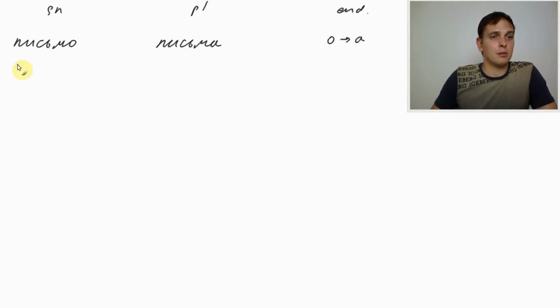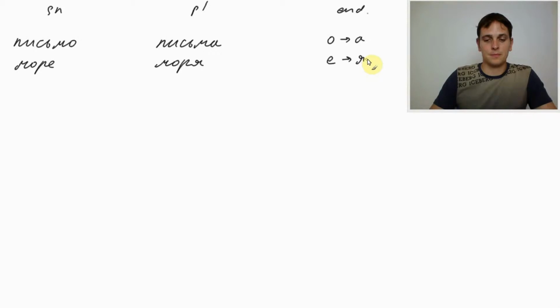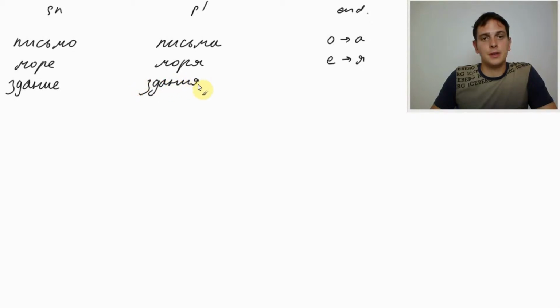Another one was море. Море is sea. And the plural of sea would be моря. Here, ye changed into ya. And another example on our table was здание and the plural здания. Здание is building. And plural would be здания. Again, ye changed into ya.